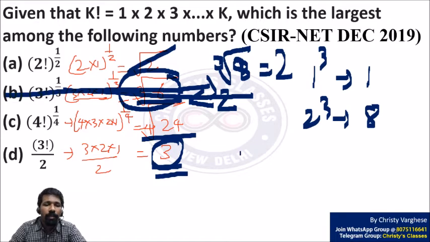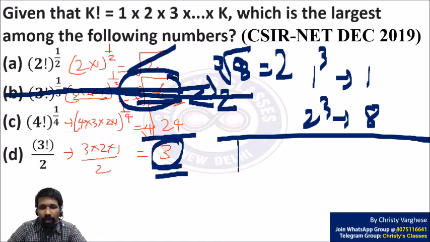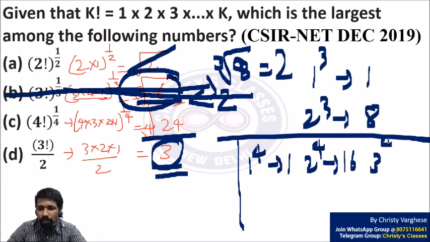Whether 4th root of 24 is greater than 3 or less than 3, that is the confusion we have. How to clarify that confusion? Think about 4th powers. 1 raised to 4 is 1. 2 raised to 4 is 2 into 2 into 2 into 2, 16. 3 raised to 4 is 3 into 3 into 3 into 3, 81.